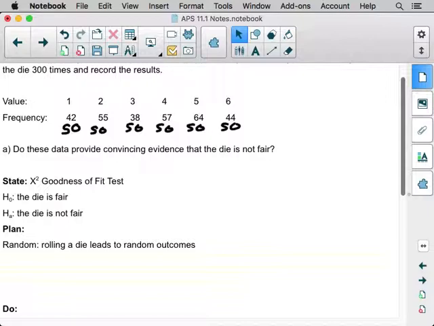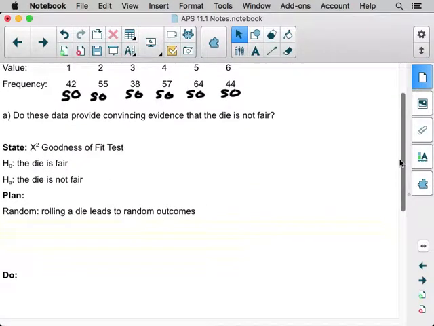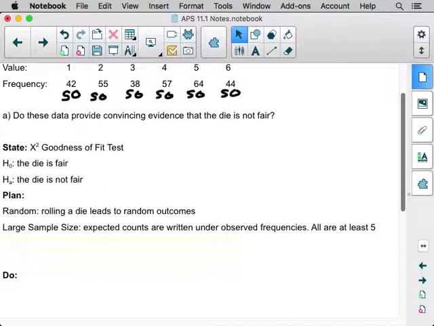Now, to save yourself some space, what I oftentimes do when it's organized nicely in a table like this, oftentimes you'll see me say, expected counts are written under observed. All of them are at least 5. Then you don't have to rewrite it in the body of your 4-step process. Again, just a way to save space if you choose to do that. If you want to rewrite all those values in the middle of your plan step, that's fine. I think this is usually easier. Just line them up for yourself.